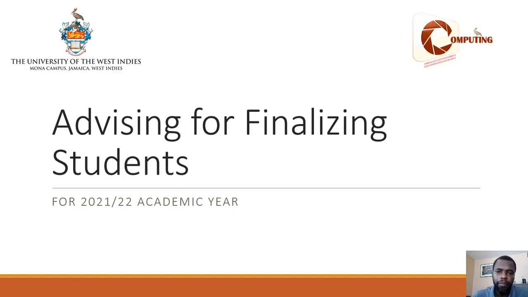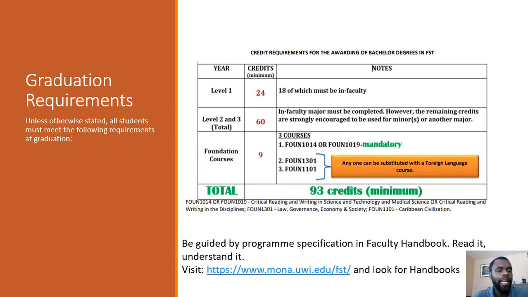So, just to recap, right? You're on an academic journey, and unless otherwise specified, you will have to satisfy these requirements specified on the right. So to graduate, you would need a minimum of 24 credits at level 1, of which 18 must come from within the faculty, unless otherwise specified.